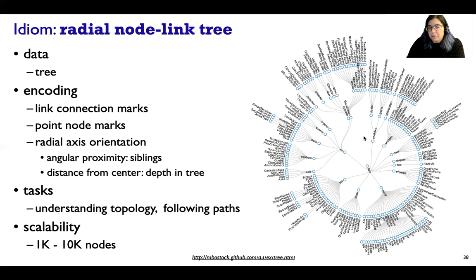So understanding topological structure and following paths are both straightforward with this kind of a view. So for the scalability, if you do want to actually draw labels in order to interpret the meaning of this tree, then maybe you'd be limited to around 1,000 nodes, again, if this was 1,000 by 1,000 pixels on your display. If you do not need to actually label the nodes, maybe you could get up to 10,000 or so before completely running out of space.